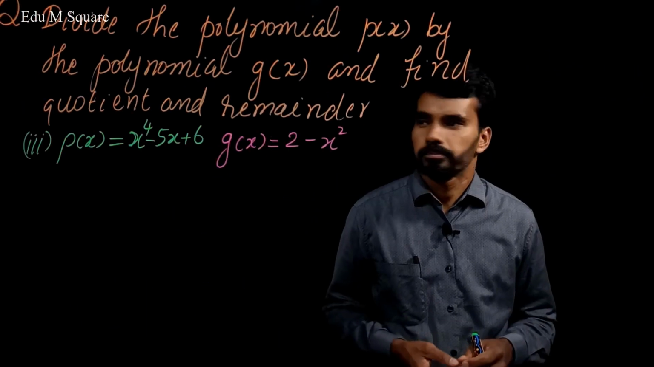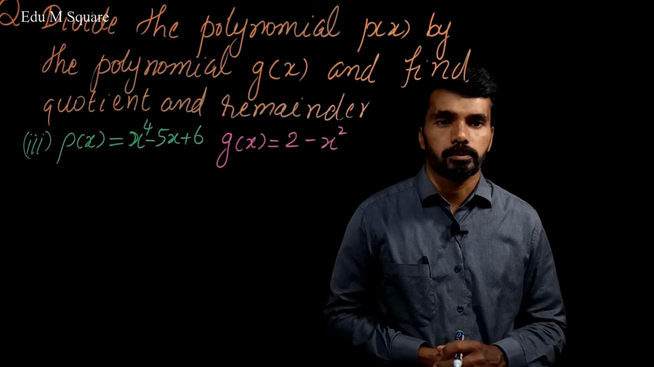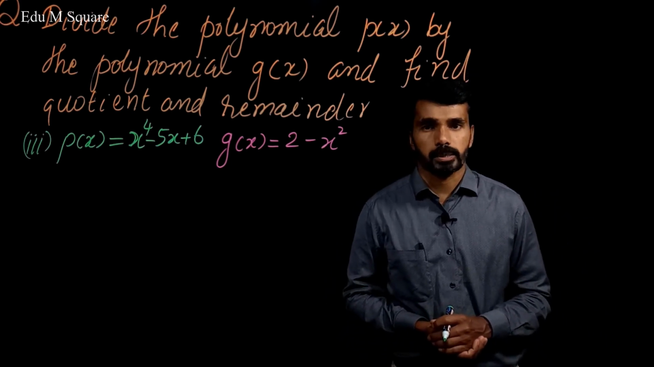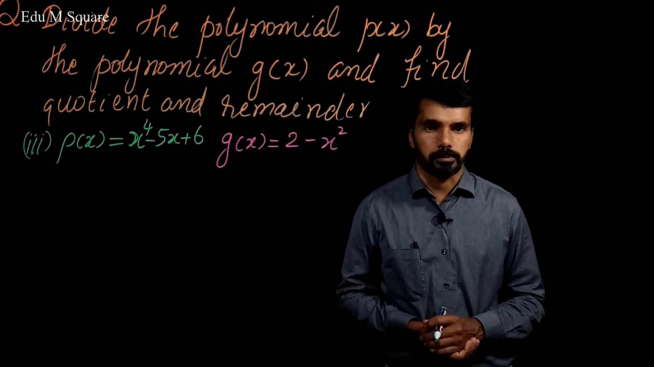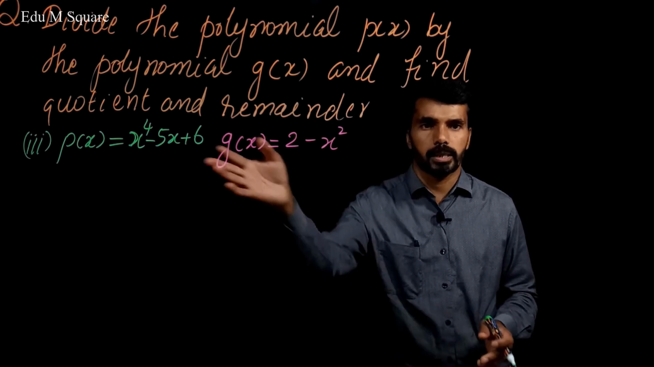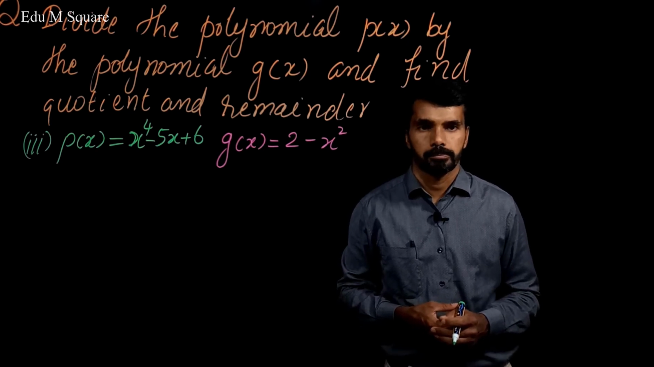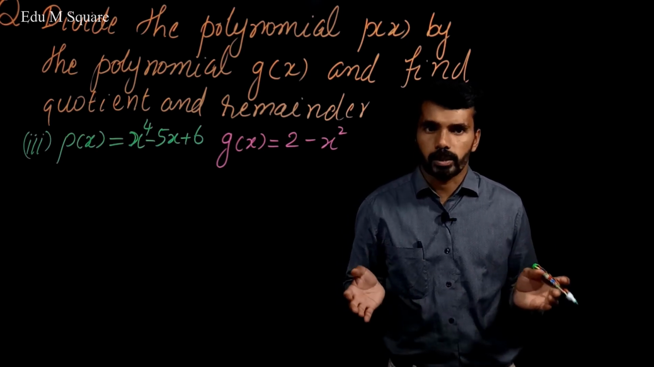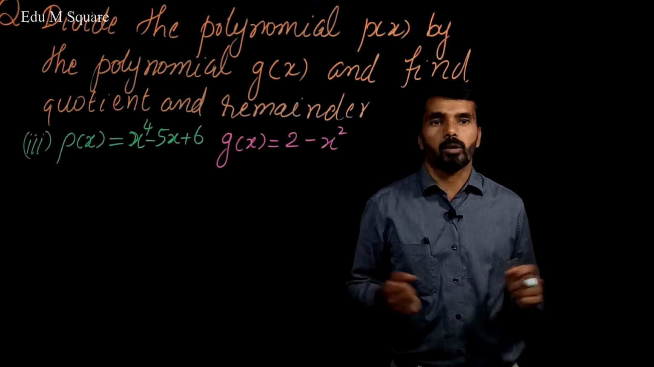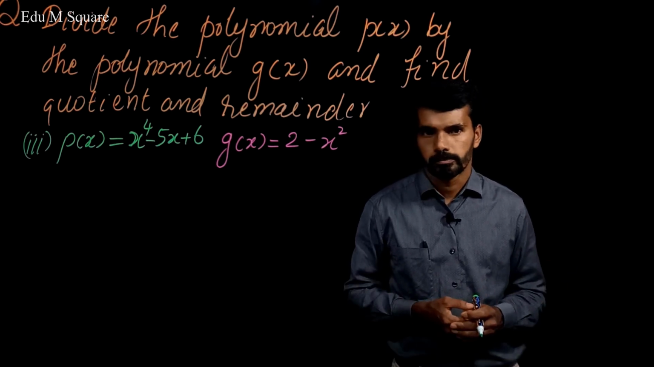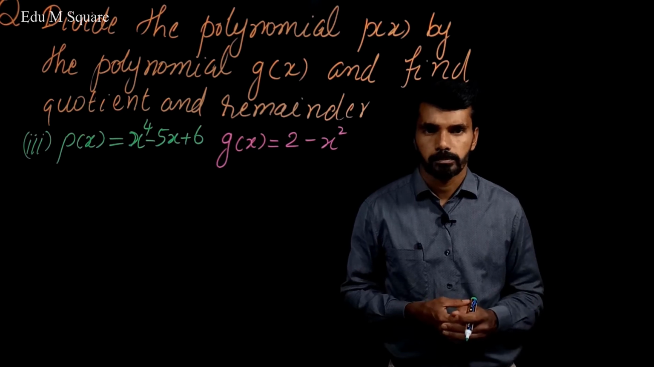Next question. Here p of x is equal to x raised to 4 minus 5x plus 6. g of x is 2 minus x square. So as usual here the dividend is p of x and the divisor is g of x. So what is the first step? Again we have to check whether the given two polynomials are in the standard form or not. Are they in the standard form? You check.